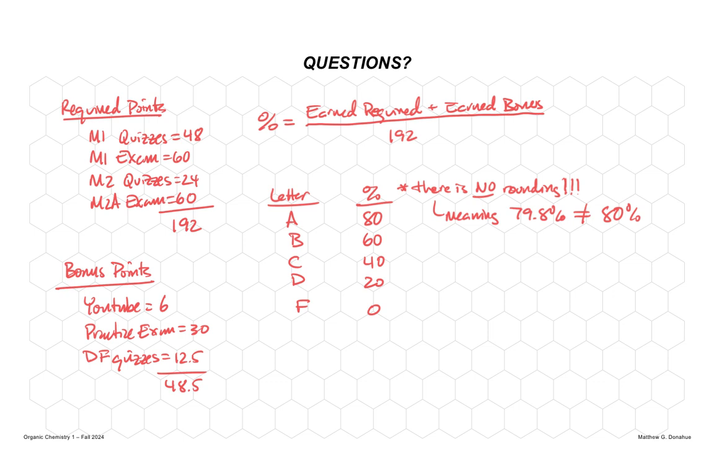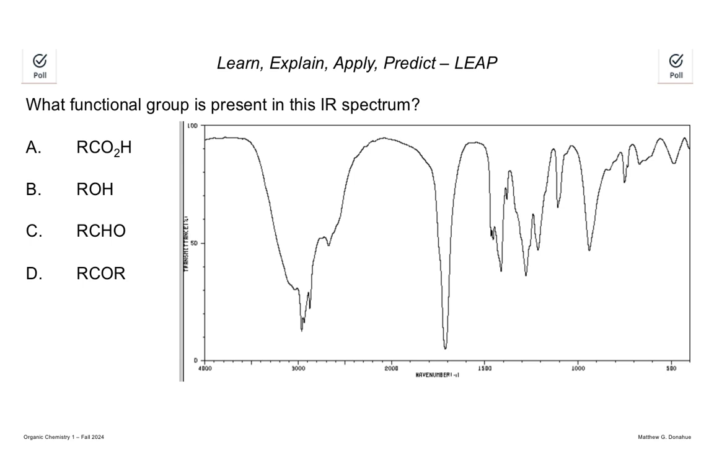Any questions on the grading scheme? Okay, so we'll get back into looking at these IR spectra of the different functional groups. And that's primarily what we're going to do today, is just point out the signatures of each functional group. And again, you have a quiz and an exam that opened today, and they're both due tomorrow at noon.